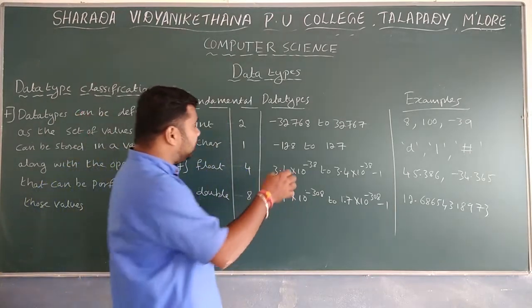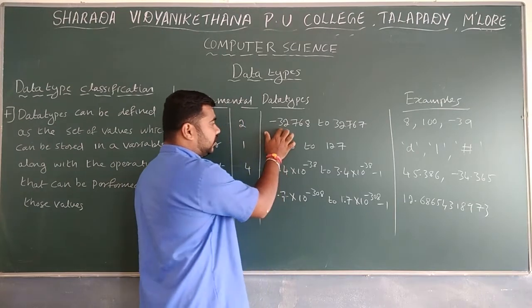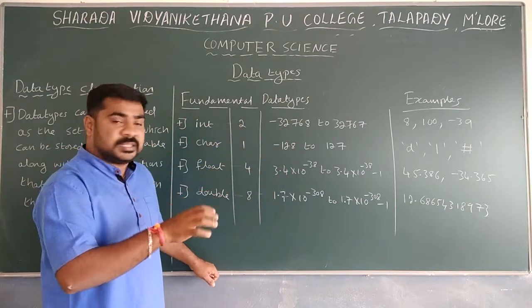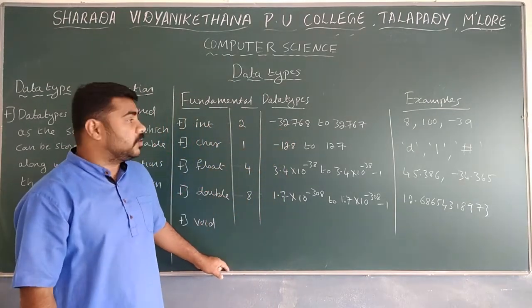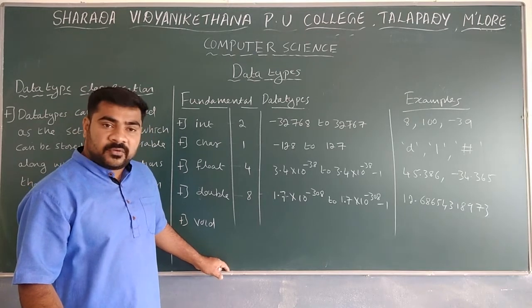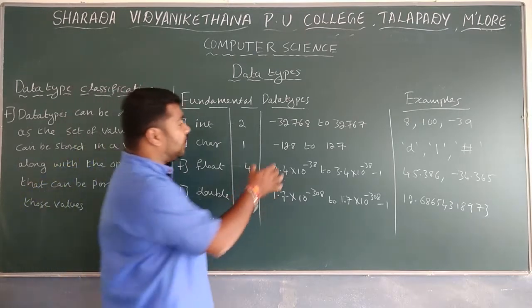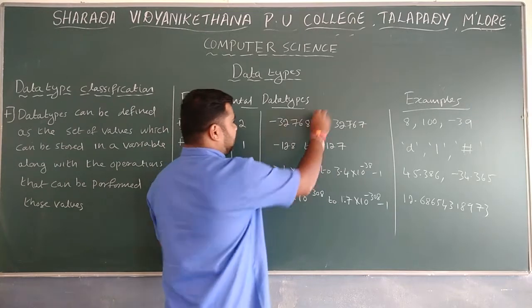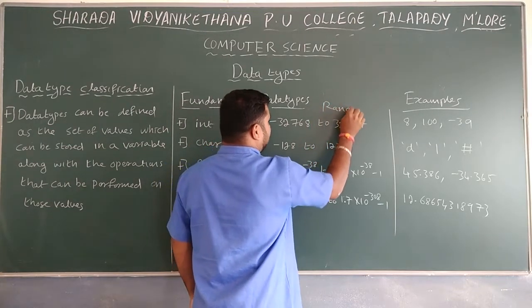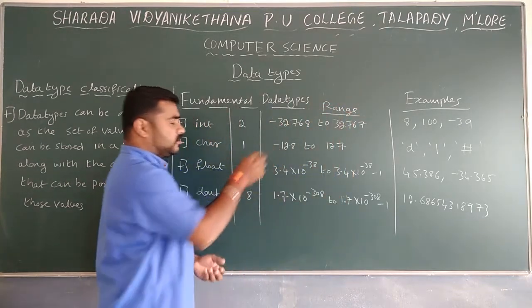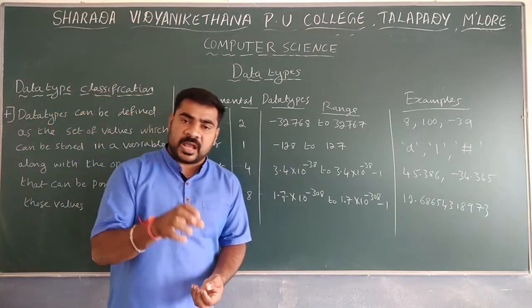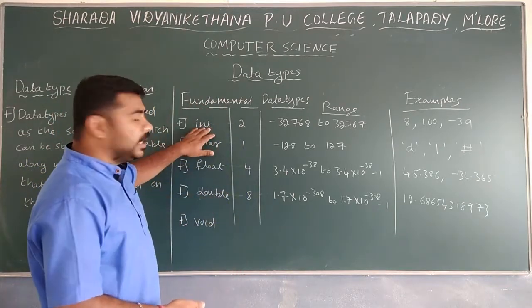So the maximum value we can store is minus 32,768 to 32,767. This is the maximum length, or we can say this is the range of data storage. This is the maximum range. Only that much value can be stored in case of integers.